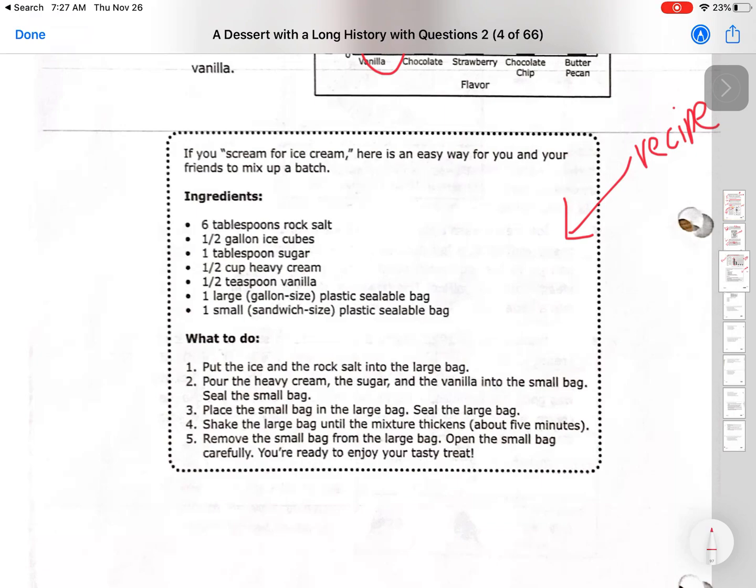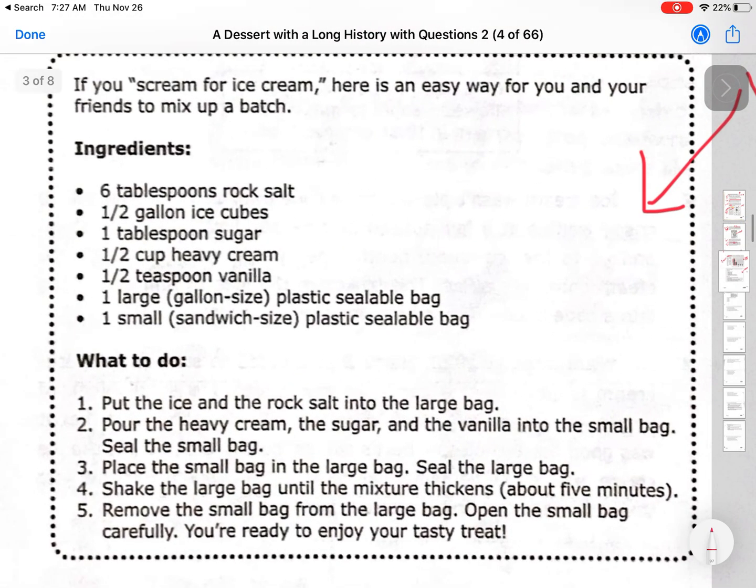Put the ice and the rock salt into a large bag. Pour the heavy cream, the sugar, and the vanilla into a small bag. Seal the small bag. Place the small bag in the large bag. Seal the large bag. Shake the large bag until the mixture thickens, about 5 minutes. Carefully remove the small bag from the large bag. Open the small bag carefully. You're ready to enjoy your tasty treat.